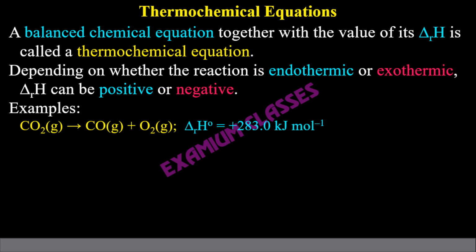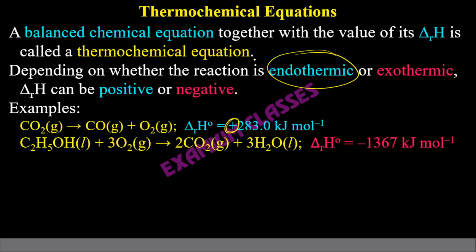Example: carbon dioxide dissociates into carbon monoxide and oxygen, and here delta rH is positive. If it is positive, it means heat is going into the system, so it is endothermic. Now in this one, when alcohol reacts with oxygen, it gives us carbon dioxide and water. Here delta rH is negative, meaning heat is going out of the system, so it is exothermic. So this one is endothermic, this one is exothermic.